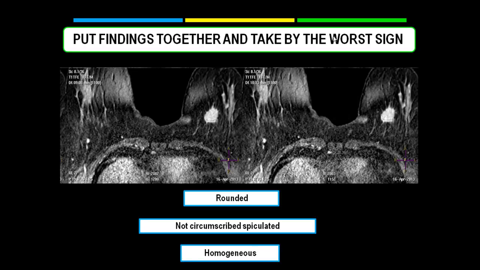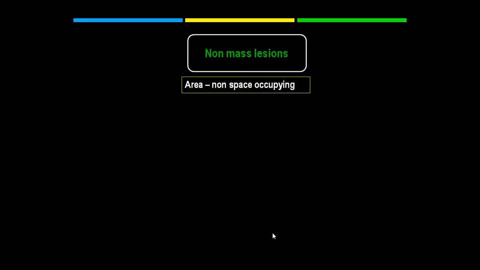So it has two signs which denote a benign nature and one sign which denotes a malignant nature. We just ignore the benign, the rounded shape, and the homogeneous pattern, and we go by the worst sign, which is the spiculated margins. And now we're left with the non-mass lesions. As we've said, the non-mass is an area, it is non-space occupying, it's exactly like getting a brush and painting on a paper.